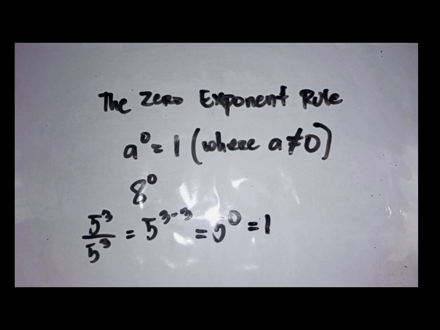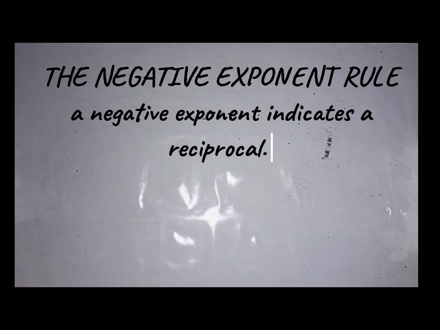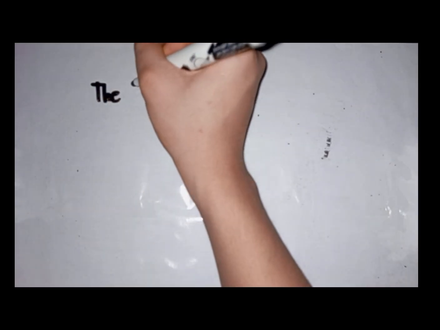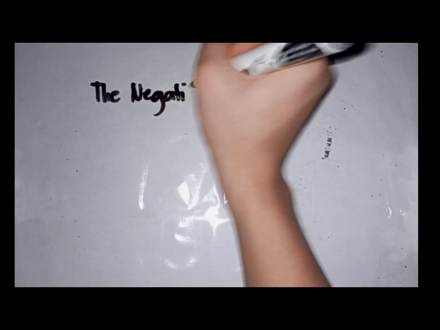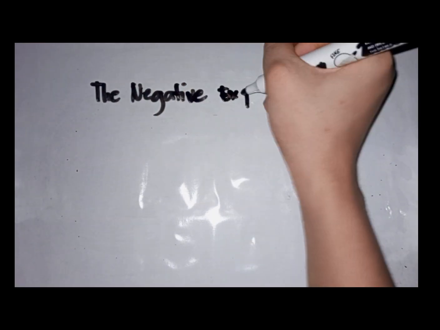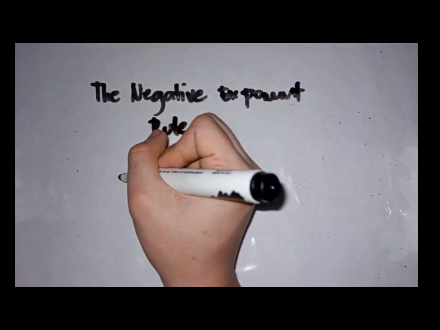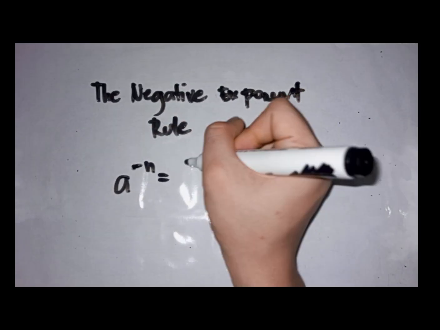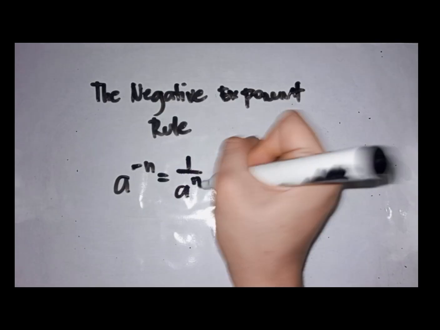Now we go to the last law of exponents, the negative exponent rule. A negative exponent indicates a reciprocal. To make the exponent positive, you move the base to the opposite side of the fraction. So this is our formula for the negative exponent rule: a raised to negative n is equal to 1 over a raised to n.